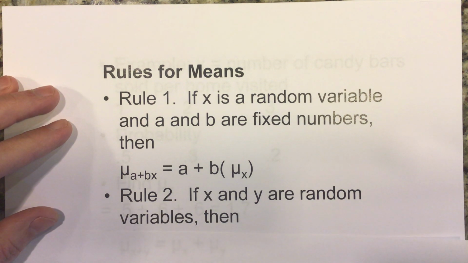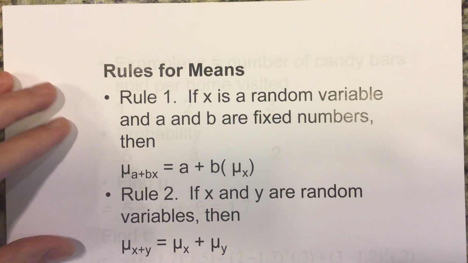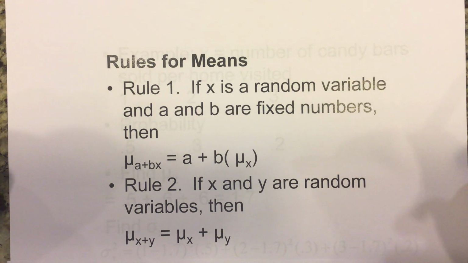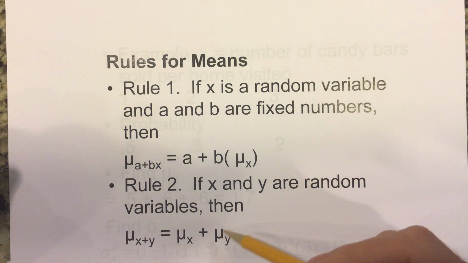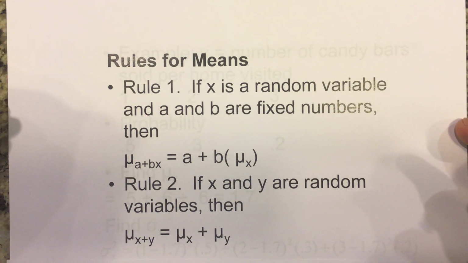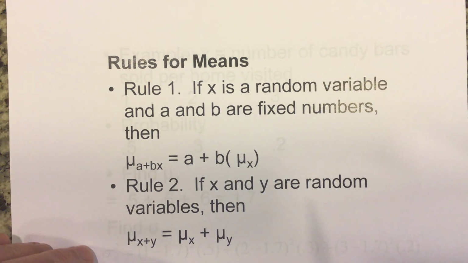Okay. Second rule, if I have 2 random variables and I want to find their sum, the mean of the sum is equal to the sum of the means. And again, that should hopefully make sense to you, but I have an example we'll go through to illustrate this in a second. Okay, so let's look at those examples.